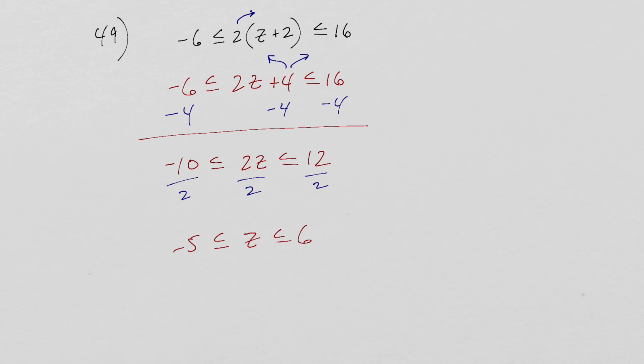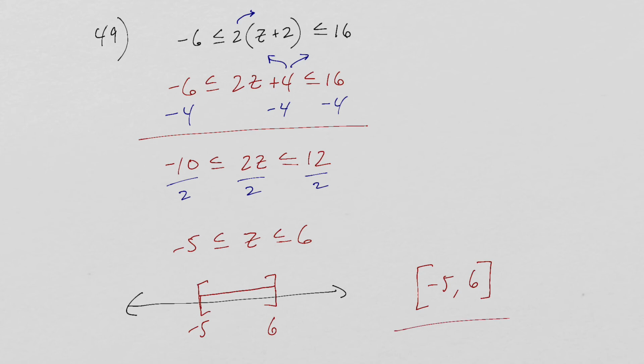So if I were to graph this, I'll put 2 hash marks down, negative 5 on the left and positive 6 on the right, and I'm going to put brackets, let's see, like this and a line in between them. And in interval notation, I just go bracket negative 5, 6, bracket. That's interval notation.